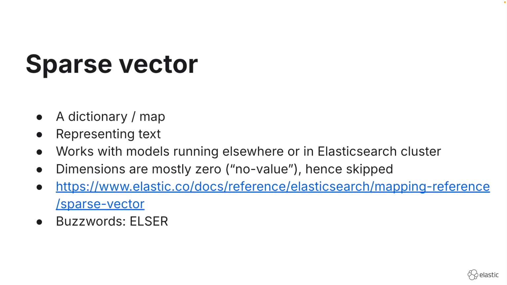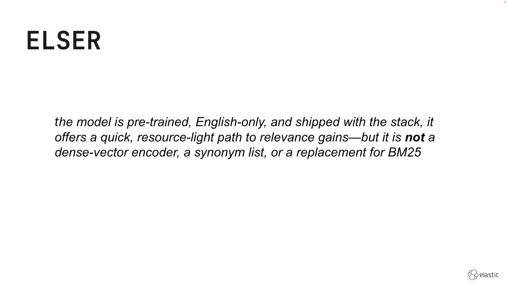It's basically, you can think of it like a dictionary or a map, and it's representing text. And again, you can run the models inside your Elasticsearch cluster or somewhere else. The values in the dimensions are mostly 0 or very close to 0, and therefore we care about the few which are significant. Imagine you have a gazillion dimensions and only a few are peaks, and we keep these peaks, right? There's documentation, and the buzzword is ELSA, because ELSA is the model trained by Elastic to produce these sparse vectors for English. It's not a wall of text, but 3 lines of text, okay?